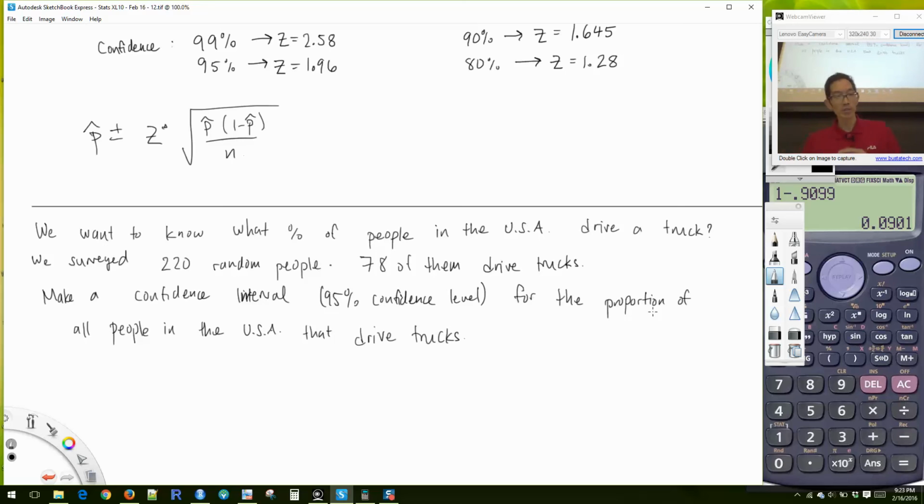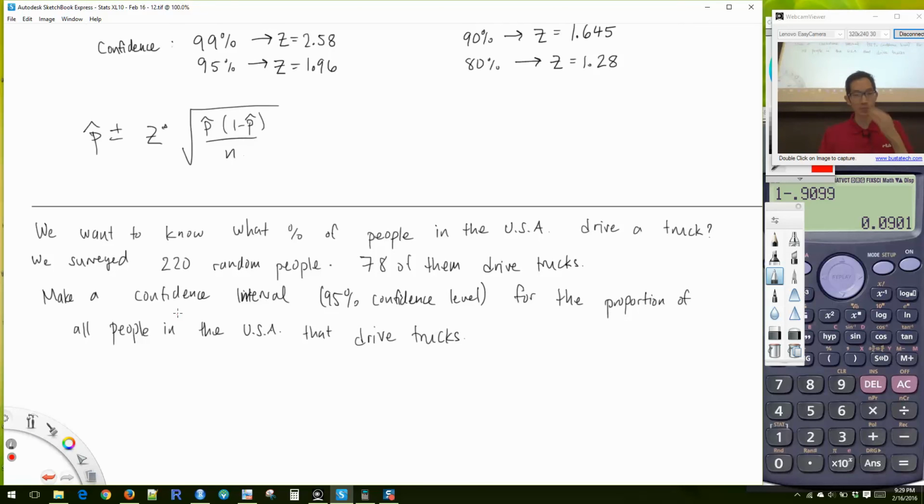Okay, so the approach with any of these things is, before you start trying to plug numbers into some formula, go through the problem and see if you can identify the values you need. Make sure you can identify what your p hat is, what your z is, what your n is. Okay, there might be some computations involved. So go ahead and try that out. All right, let's try this out.